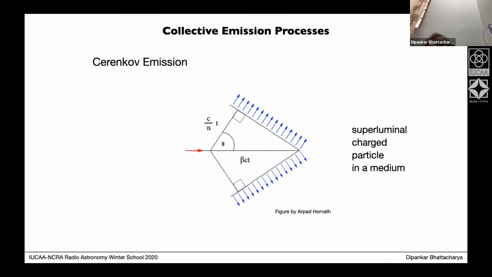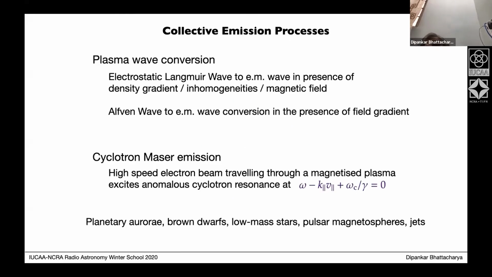A superluminal charged particle in a medium produces Cherenkov emission, and this Cherenkov radiation created in our atmosphere by impact of high energy cosmic ray charged particles is used to detect not only cosmic ray particles, but also high energy gamma ray photons. So the high energy gamma ray photon interacts with the atmosphere and produces high energy charged particles, and these high energy charged particles then move through the air and produce Cherenkov emission. And using Cherenkov telescopes, one is able to observe gamma rays coming from astronomical sources at tera electron volt and peta electron volt energies.